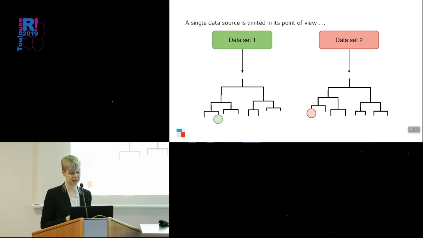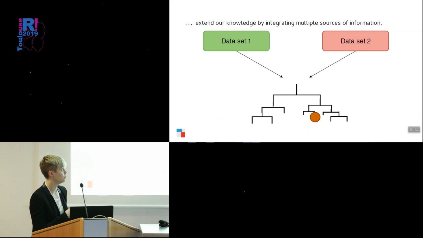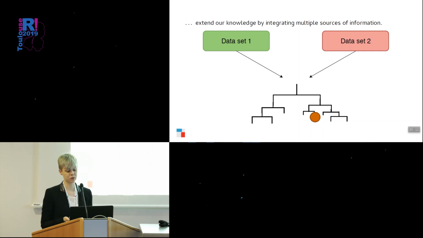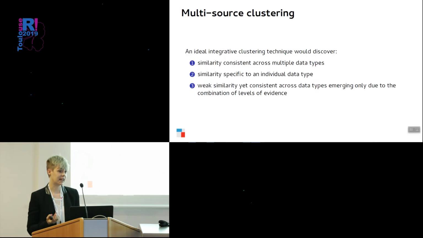So therefore, we can try to extend our knowledge by integrating multiple sources of information and maybe even perform clustering on both datasets at the same time, such that the objects that you find in clusters will express similarity not only on dataset 1, but both on dataset 1 as well as on dataset 2. To this end, multi-source clustering techniques have been introduced some time ago, but also recent techniques are being introduced. So what would you like to gain from such a method?